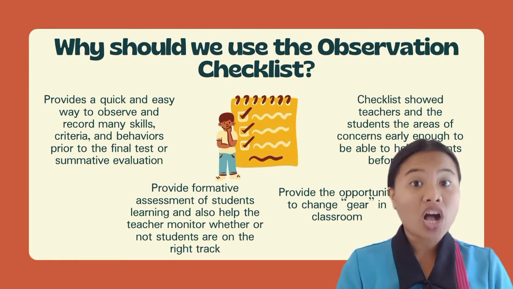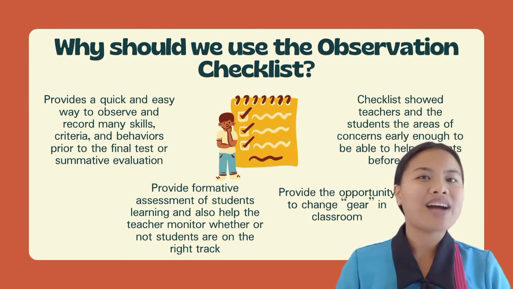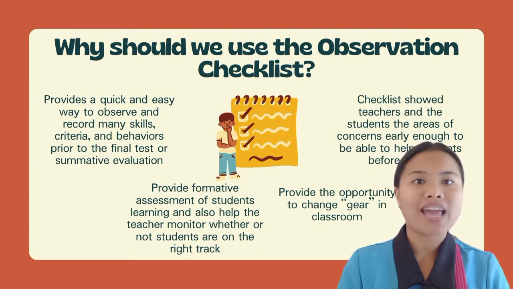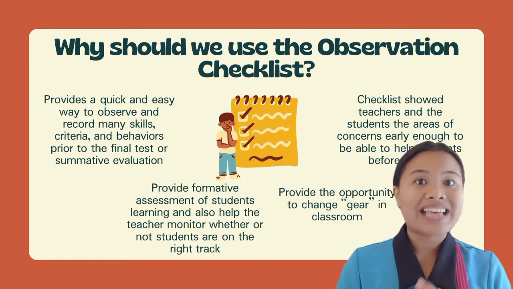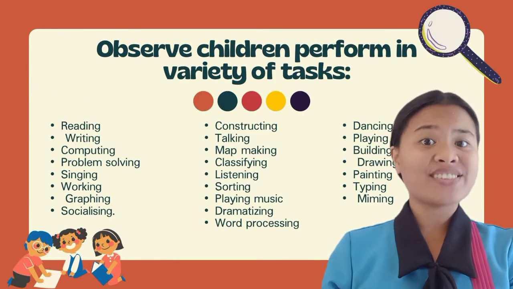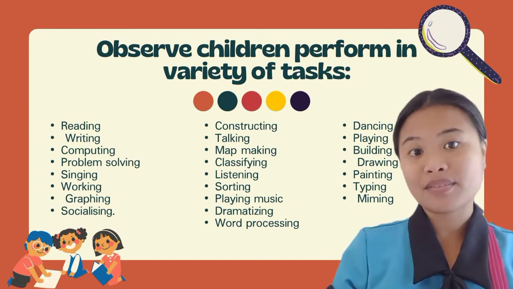The advantage of using the observation checklist is that it is a great guide in gathering useful information that can provide more objective insight on what can be improved in teaching method, classroom setup, and student learning. So how can we observe students so that we can fill out the observation checklist?